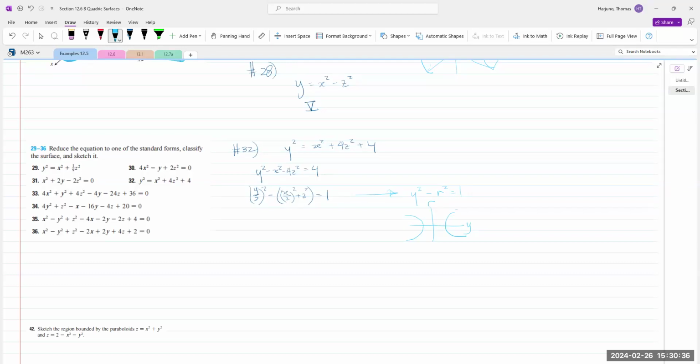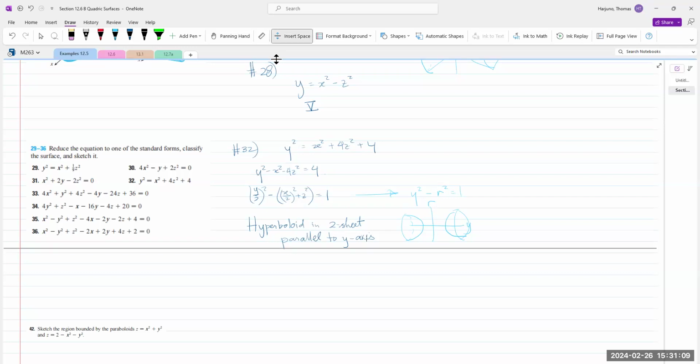Okay, so when I rotate that, that's a hyperboloid of 2 sheets. That's a hyperboloid of 2 sheets parallel to the y-axis. Okay, how about number 34?